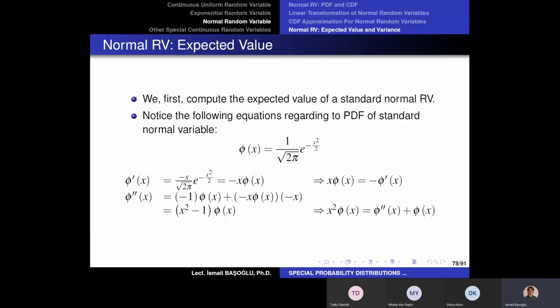Now it is time for calculating the expected value and the variance of the normal random variable. Maybe after this normal distribution story, after this adventure on the normal distribution, you have forgotten that all random variables have an expected value and variance. We have calculated the expected values and the variances for all remaining special random variables that we have covered in this lecture. Now, we are going to do the same for the normal random variable as well.